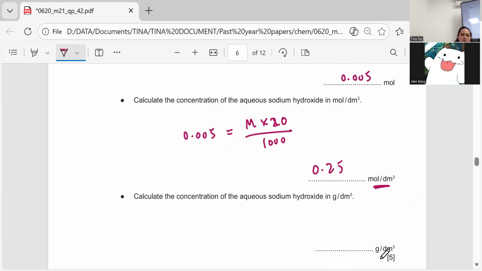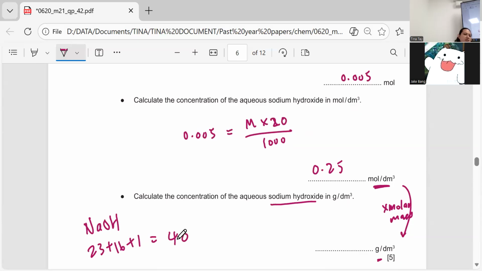From mole per decimeter cube to gram per decimeter cube, what do you do? Multiply by molar mass. So you need to know the molar mass of sodium hydroxide. Sodium is 23, oxygen is 16, hydrogen is 1, so this is 40. Okay, very good.